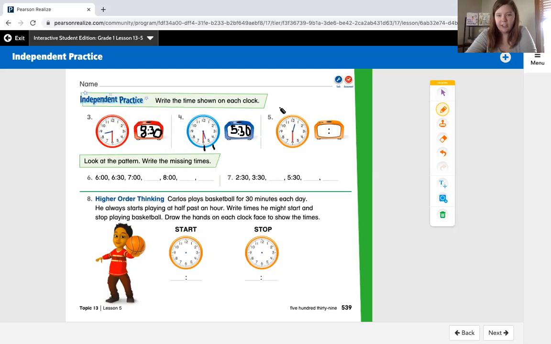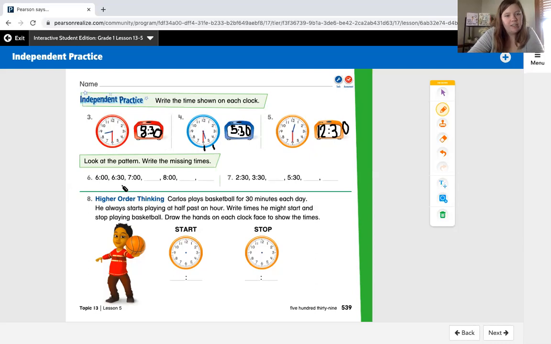Let's look at this clock. Where is your hour hand pointing? What numbers is it in between? I see that it's in between 12 and 1. So I'm going to write my 12. Where's my minute hand pointing? It is pointing at the 6, which means 30 or half past. It is 12:30 or half past 12.